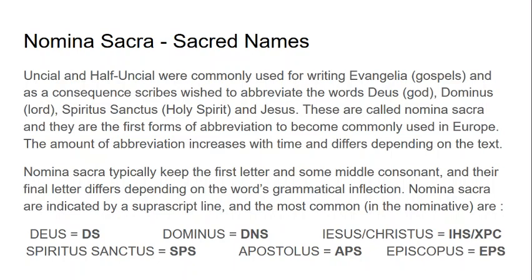Apostolus is abbreviated APS, and then Episcopos is EPS. So if we take Dominus, DNS, that's a key one. Remember this, because a lot of students get this wrong: don't confuse DS for DNS. Very important. Especially because oftentimes DNS is referring to Jesus and DS is referring to God the Father, so it's important that you don't get this confused.